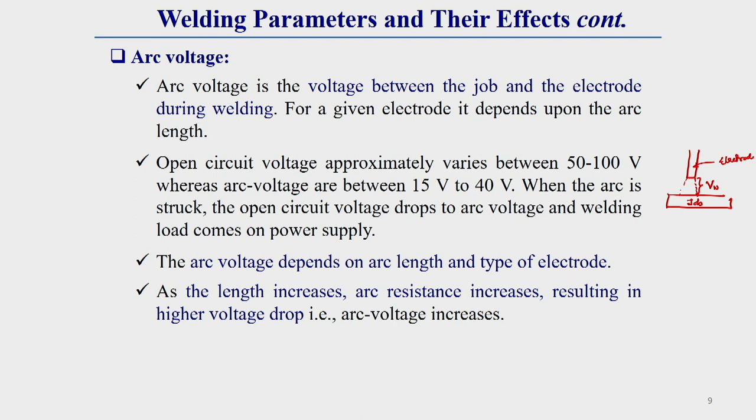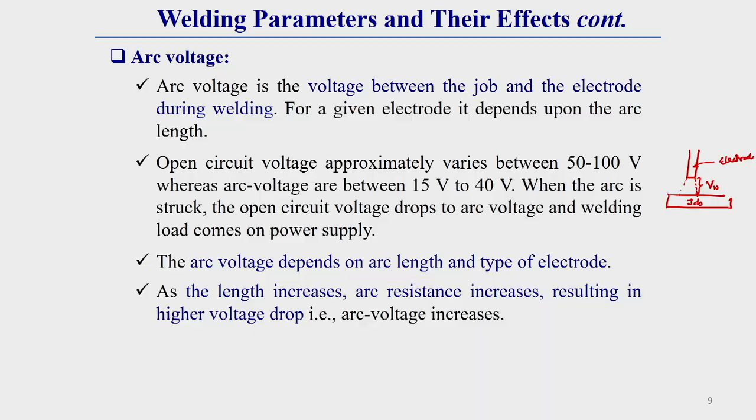Here one thing you keep in mind: once we switch on the power source, whatever voltage is supplied from the power source to the electrode before starting the arc is called open circuit voltage. There is no arc at that time. The open circuit voltage needed to initiate the arc is higher than the arc voltage. Open circuit voltage varies between 50 to 100 volts, as we have already discussed, whereas arc voltage varies between 15 to 40 volts in normal arc welding processes. When the arc is struck, the open circuit voltage drops to arc voltage and the welding load comes on the power supply. You keep this in mind.